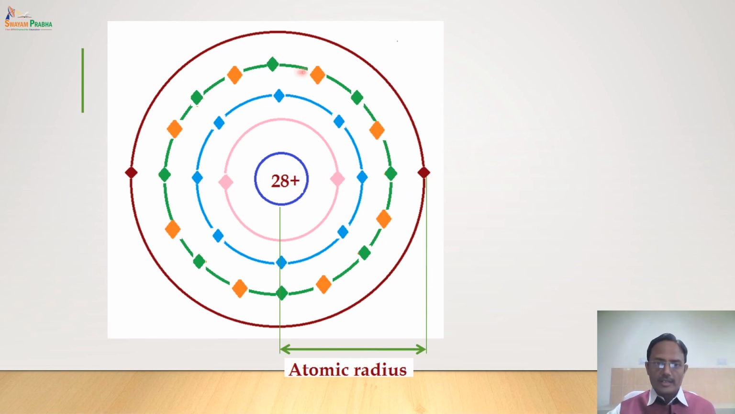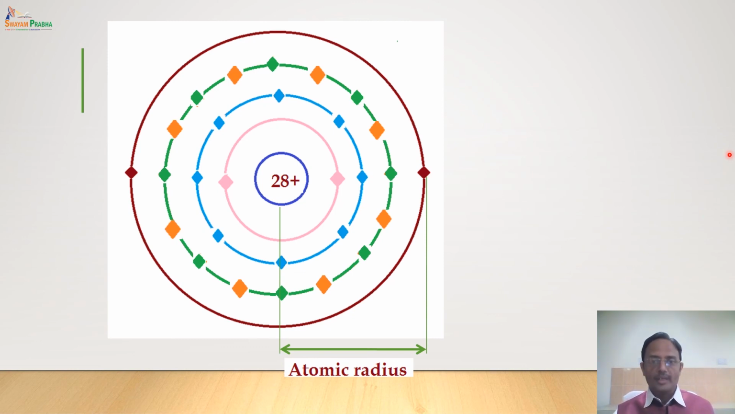Now since these electrons are added to the inner shells, they cause what is called a shielding effect or screening effect. So they reduce the force of attraction between the nucleus and the outermost electron. And because of this reduction in the force of attraction, the increase in nuclear charge is compensated by the shielding effect, and as a result there is no significant change in the atomic radius from chromium to nickel.